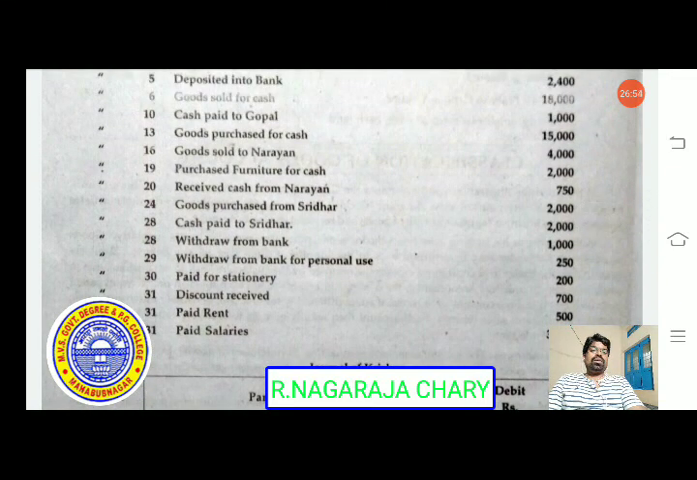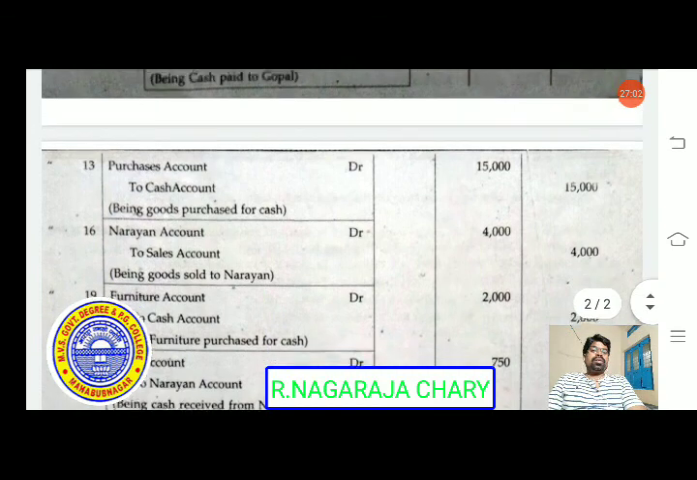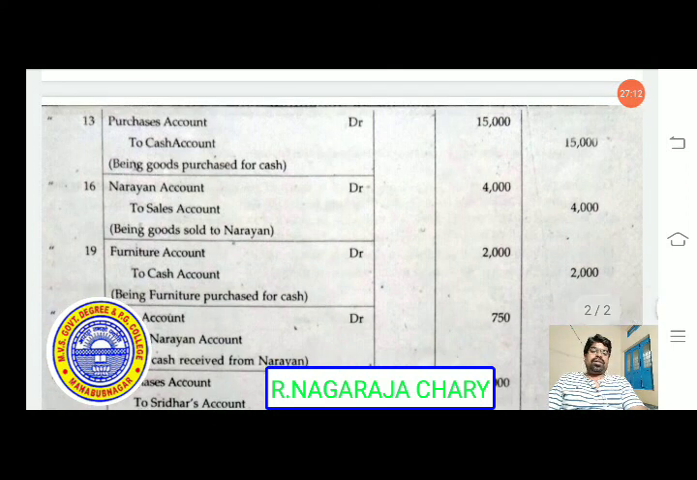Next, goods purchased for cash, that is 15,000 rupees. Purchase account debtor to cash account. Here also purchase comes under nominal accounts, cash comes under real accounts. So 15,000, 15,000. Here being goods purchased for cash, that is the narration.